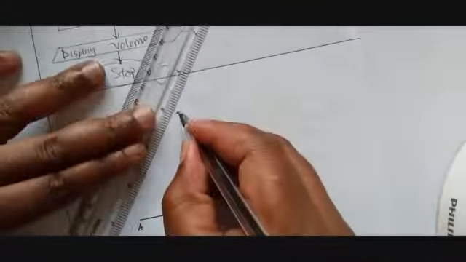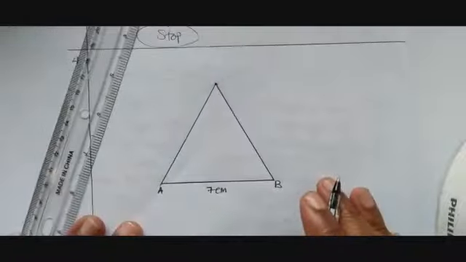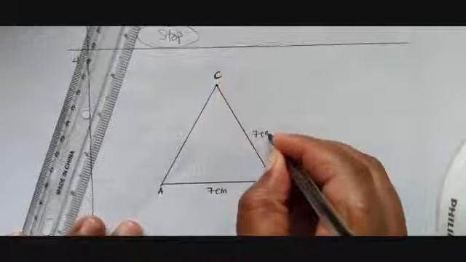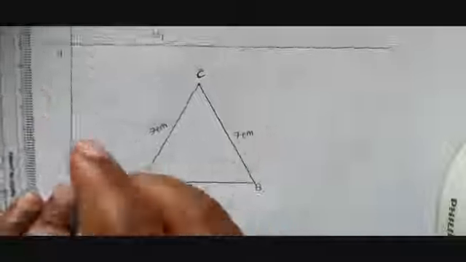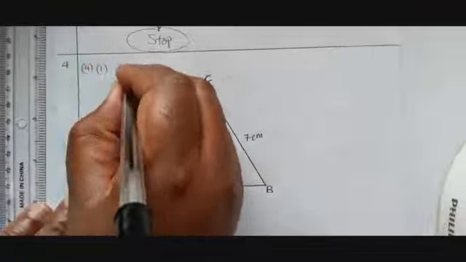All right. Okay, so this is an equilateral triangle. So this is our C. This is 7 centimeters, equal to this one is 7 centimeters. Okay, so this is the triangle ABC.